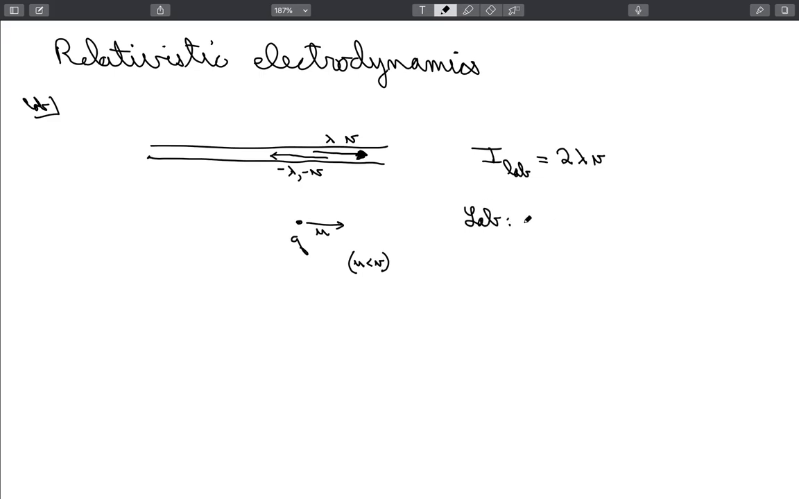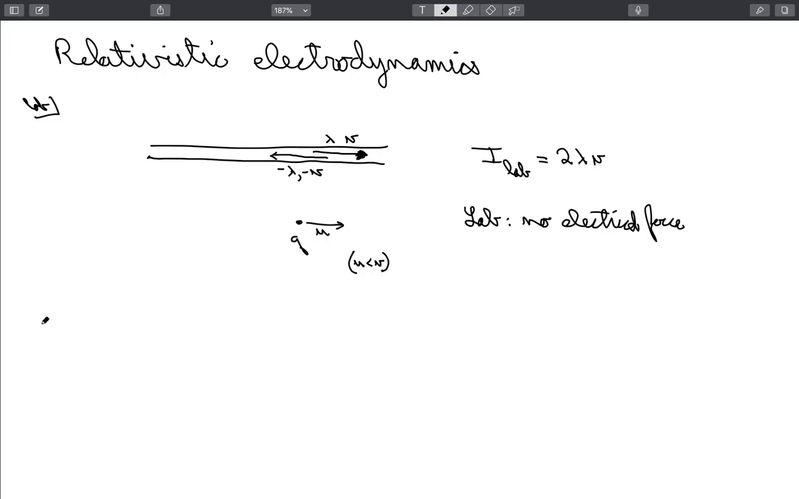Okay, so in the lab, there are no electrical forces. No electrical force between the wire and the charge, because the wire overall in the lab is charge neutral. So the only thing that you have is a current. Therefore, you've got some magnetic interaction, of course, but the electric field vanishes.